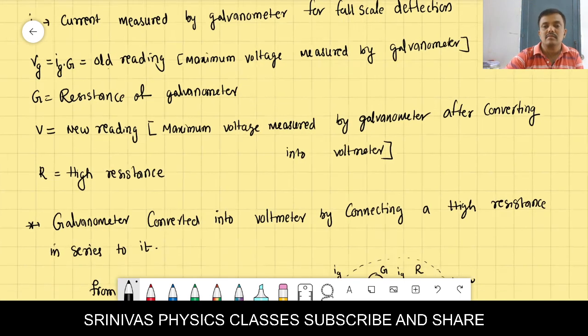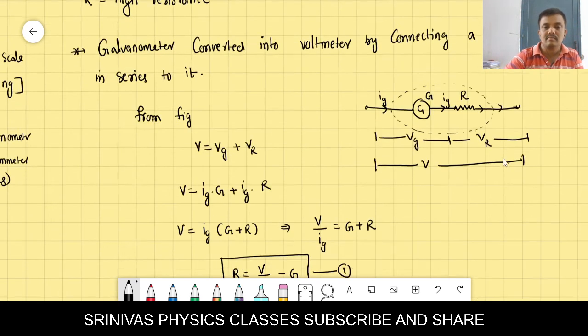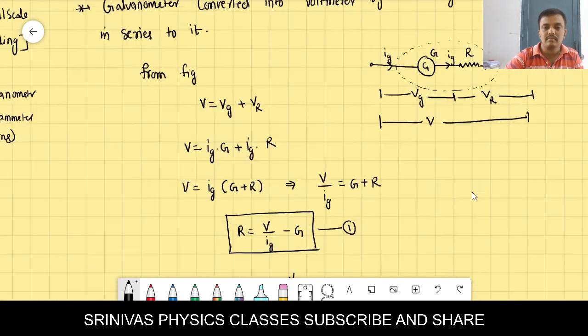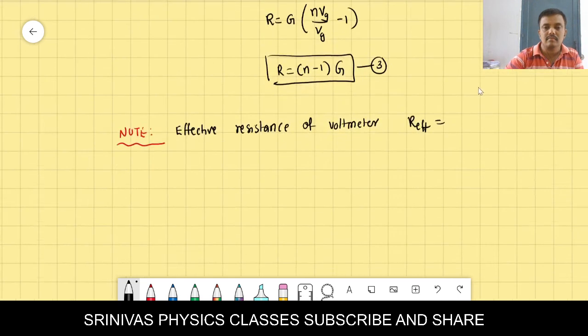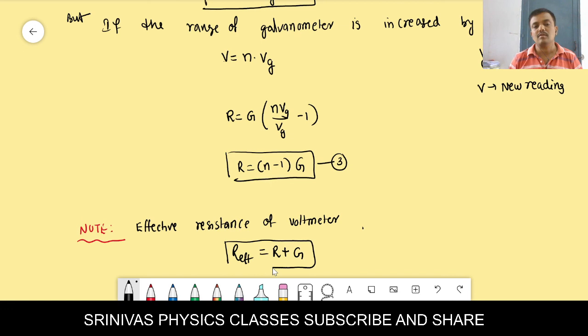R and G are in series. Then R plus G. Simple it is. Effective resistance is R plus G. R is the high resistance, G is the galvanometer resistance. Both are in series, that's all. Adding. Simple it is. Okay, for the simple one also you are not giving the answers.